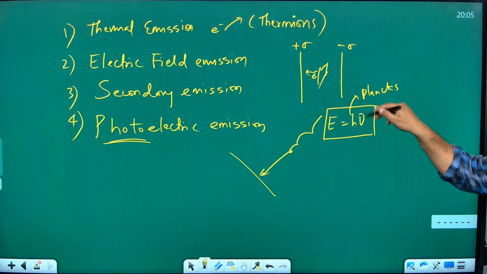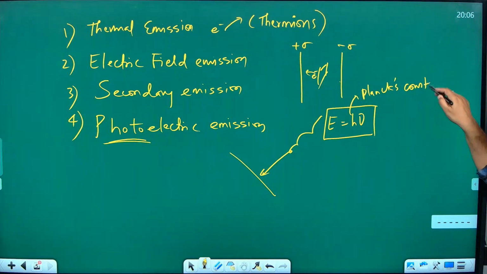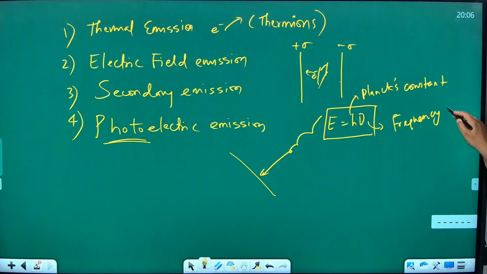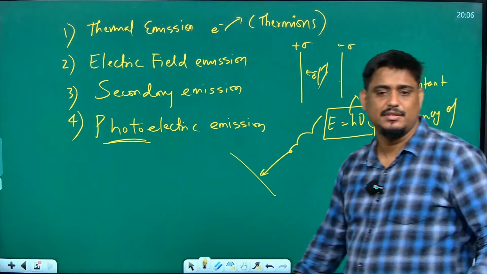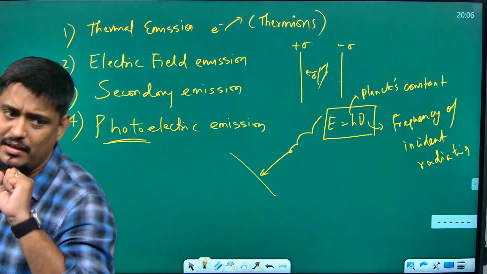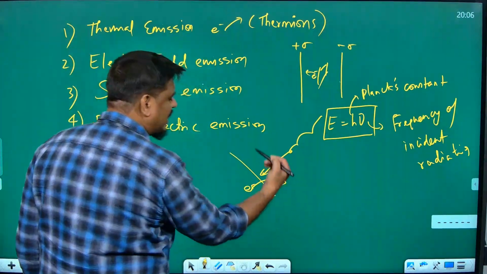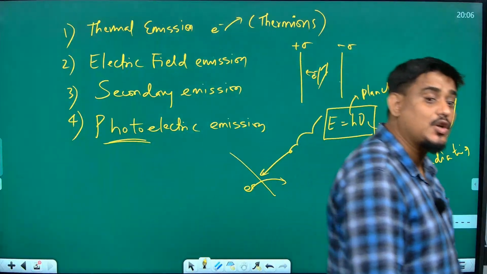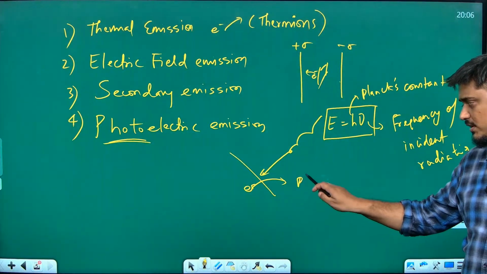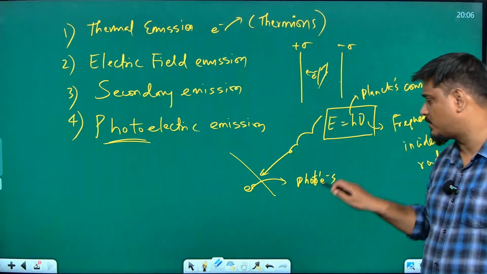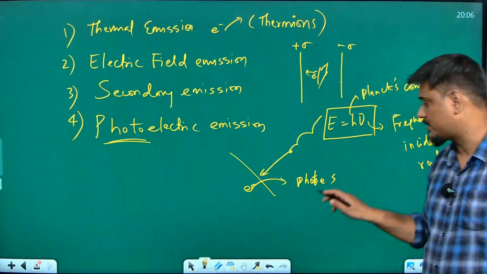Minus 34, Planck's constant. And nu is called the frequency of the incident radiation. So if this energy is supplied to the metal, and the electron absorbs this energy and comes out of the metallic surface, these electrons will be called photoelectrons, and this effect is called the photoelectric effect.